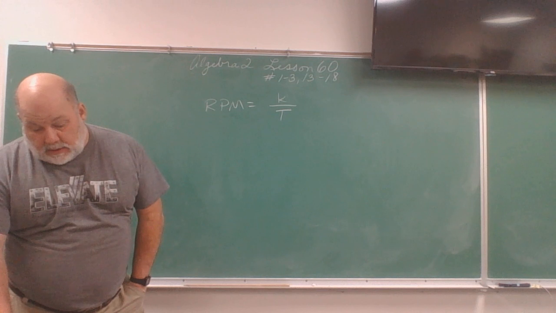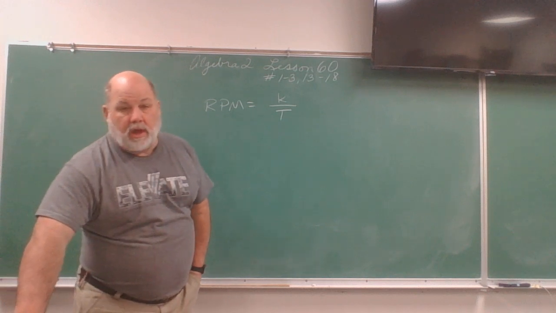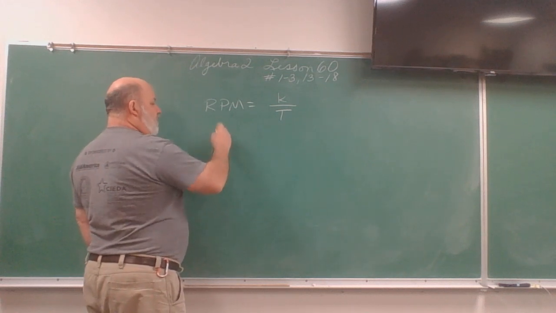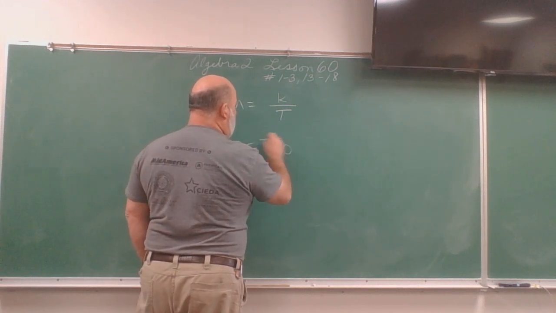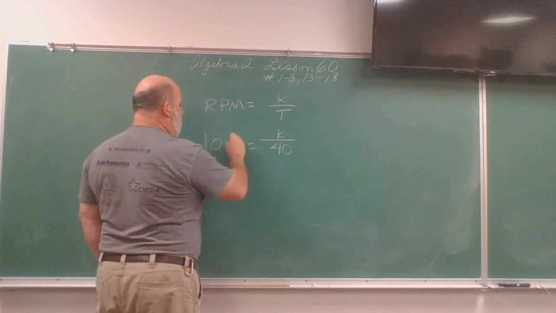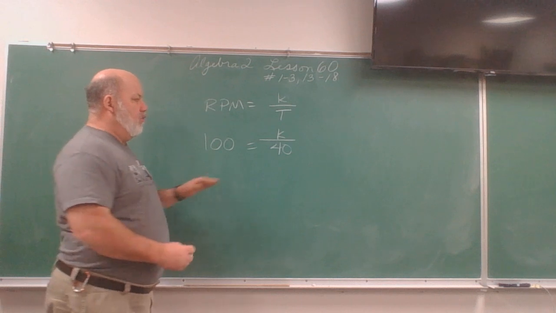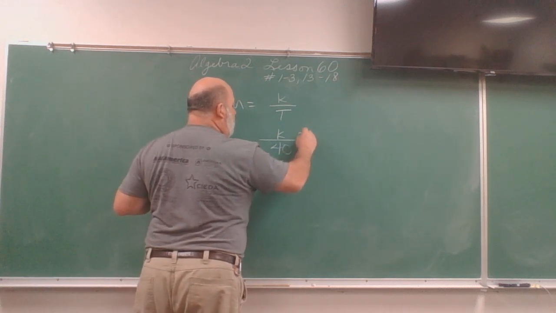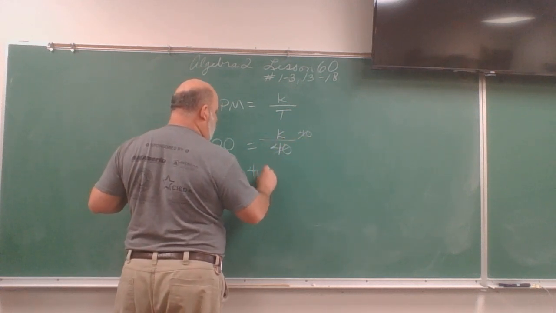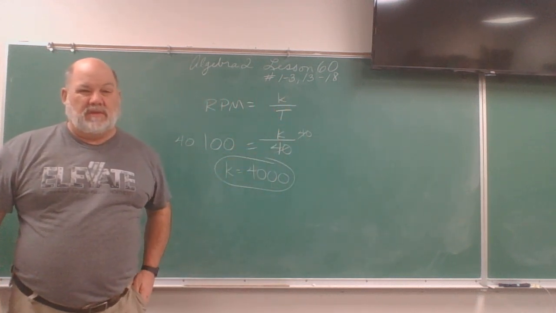It says, if 40 teeth results in 100 RPM, look how they've worded it. They don't give you RPMs first, then teeth. They said 40 teeth. That 40 goes right there. Gives me, what was the RPM? 100 RPM. What is K? How do you get K by itself? Well, K is divided by 40. We're going to multiply by 40 here. And I get that K is 4,000. That's nice. I'm going to need that to go answer the question that they give me.